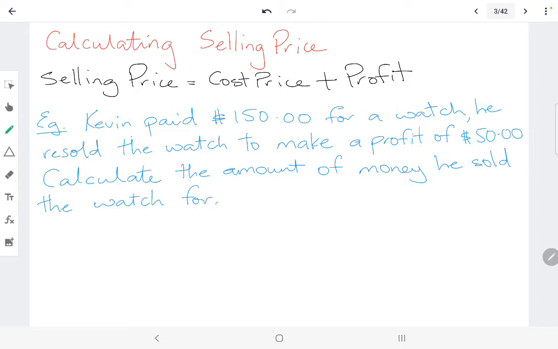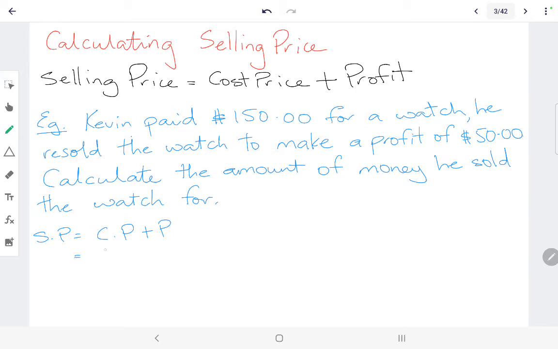Good. So we have here now Kevin paid $150 for a watch. He resold the watch to make a profit of $50. Calculate the amount of money he sold the watch for. So we want to calculate the selling price, and we know the formula to calculate selling price will be the cost price plus the profit amount.